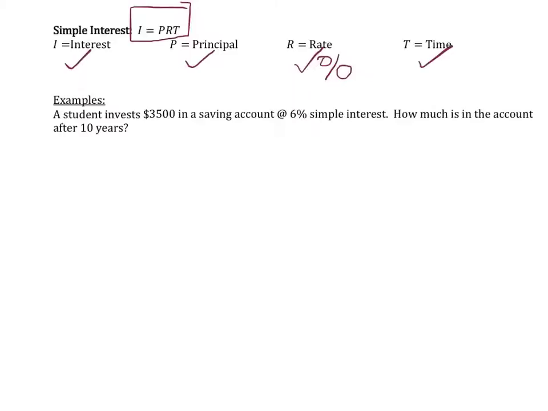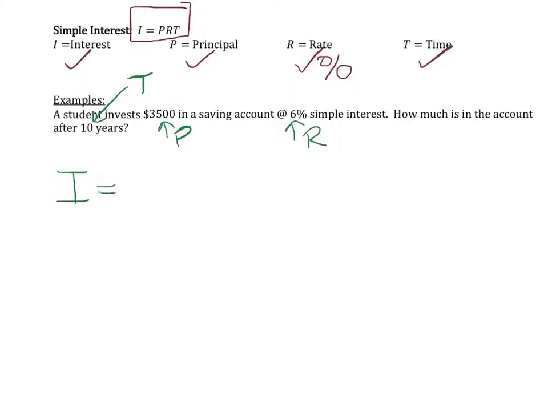I equals P times R times T. Before I determine how much is actually going to be in the account, I've got to calculate the interest first, right? Notice that this $3,500, that's going to be our P. That's how much they initially put into that account. This 6%, that's going to be our rate. And then that 10 is going to be our time, right?